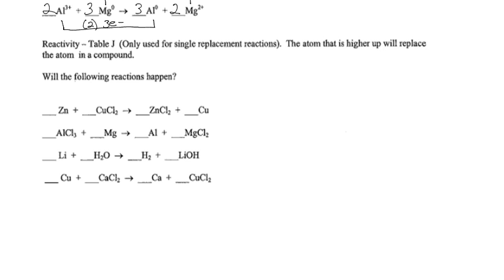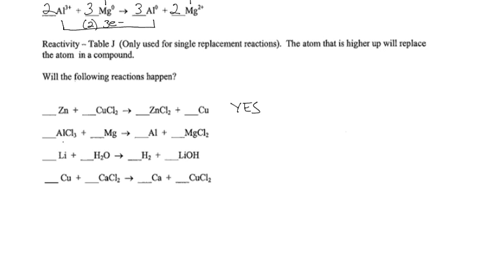The last concept is table J for reactivity. We only use this for a single replacement reaction. The atom that is higher up replaces the atom in a compound. So will the following reactions happen? In other words, if we look on table J, is zinc above the copper of copper chloride? Yes, it is. Make sure you check table J.